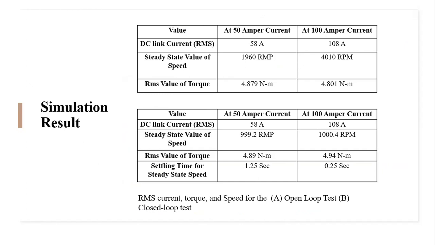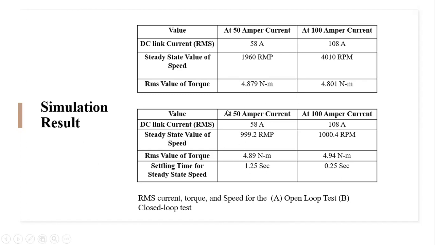The DC link RMS current for the 50 ampere reference current and the 100 ampere one: for 50 ampere reference current, 58 is the DC link RMS current, and for 100 ampere, 108 ampere is the RMS current for the DC link. The steady state values of the speed are 1960 and 4010 rpm. The torque will be almost the same because we have given 5 Newton meter for this.